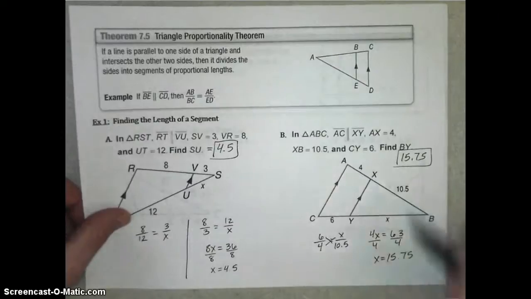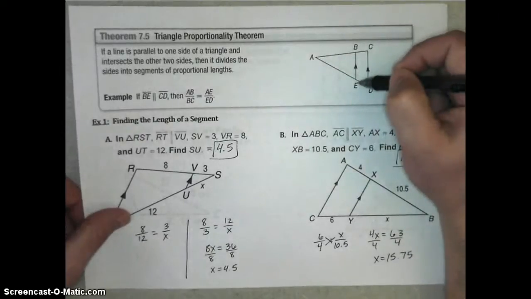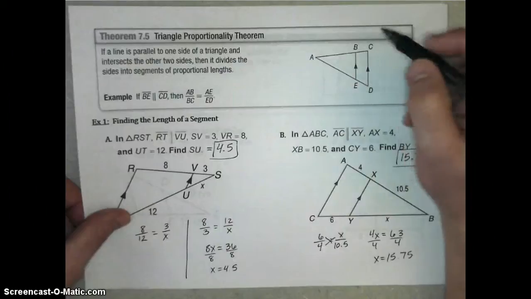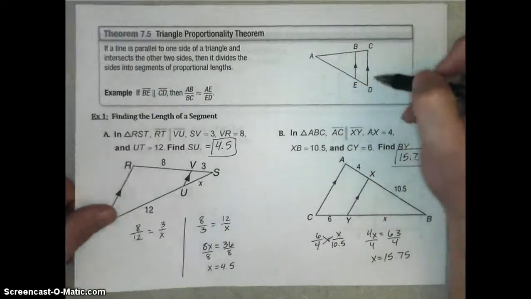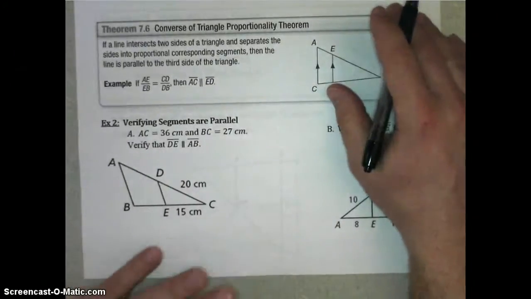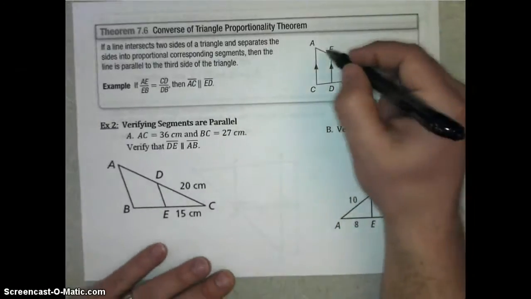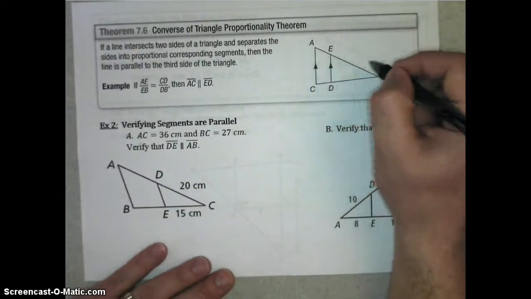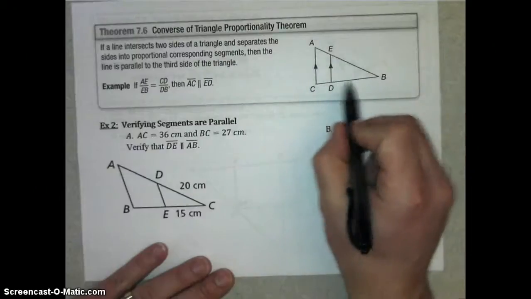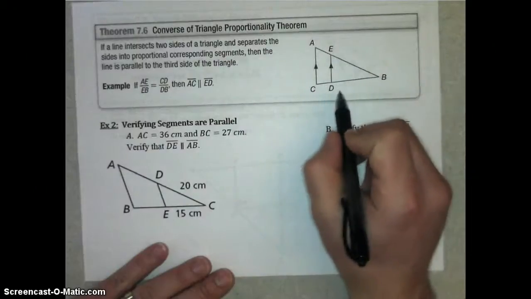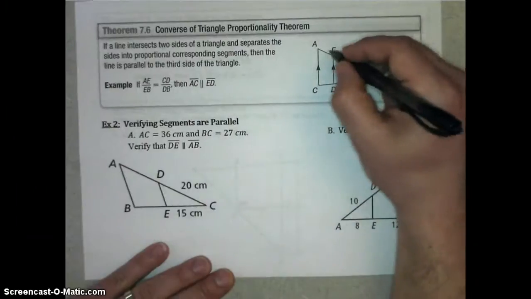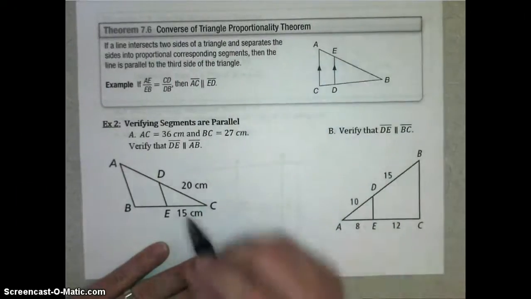Alright, remember that if a segment intersects two sides of a triangle and is parallel to the third side, then it divides those two sides proportionally. Alright, and the converse of that is also true. If we have parts of one side of a triangle that are proportional to two parts of the other side of the triangle, then these lines have to be parallel. So if we know that we have proportionality here, then we can say those are parallel.